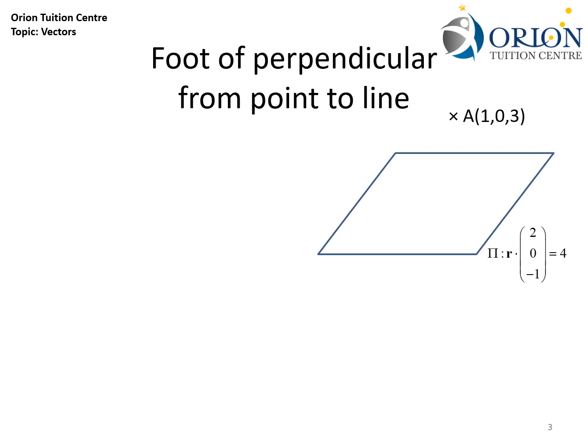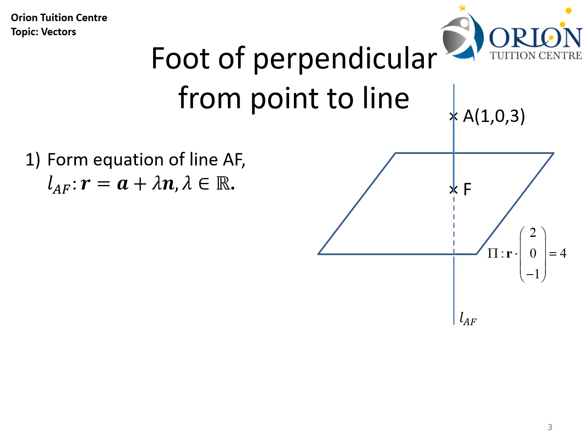If we have a point A with coordinates (1, 0, 3) and a plane r dot (2, 0, -1) equals 4, and we want to find the foot of perpendicular point F, the steps are different from that of foot of perpendicular from a point to a line. Firstly, we form the equation of a line that passes through points A and F, which means it is parallel to the normal vector of the plane.